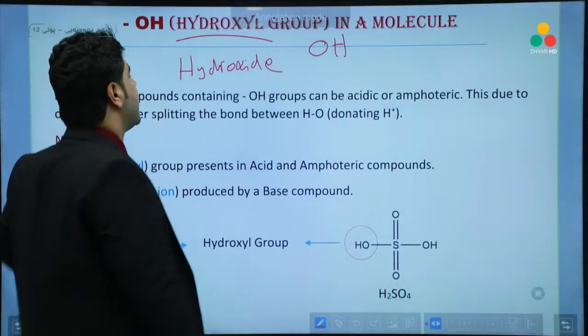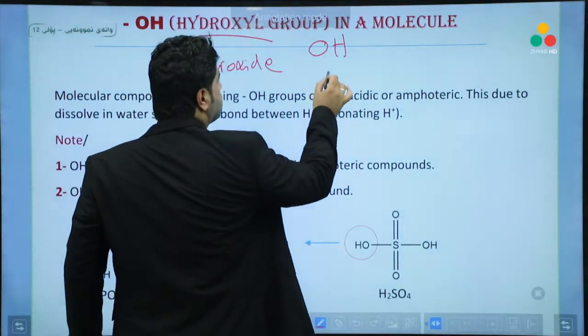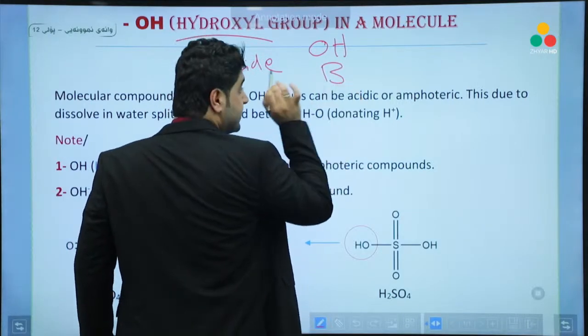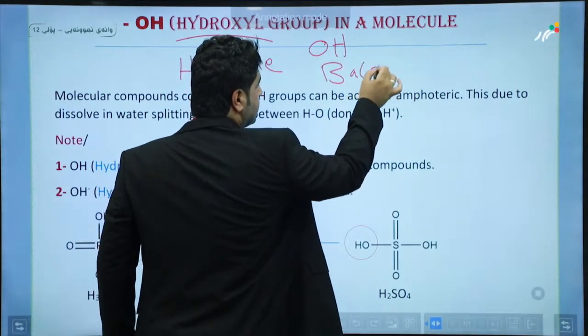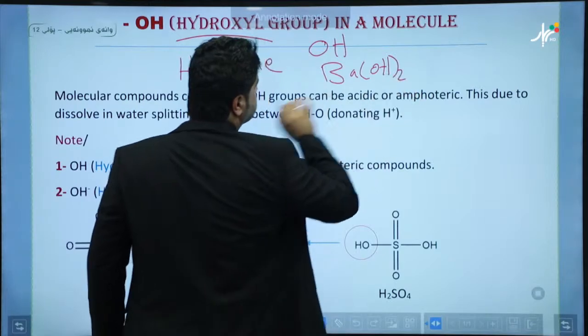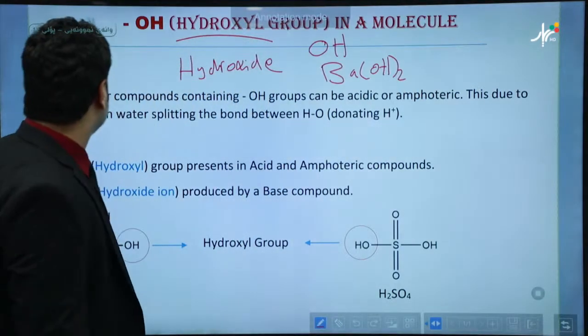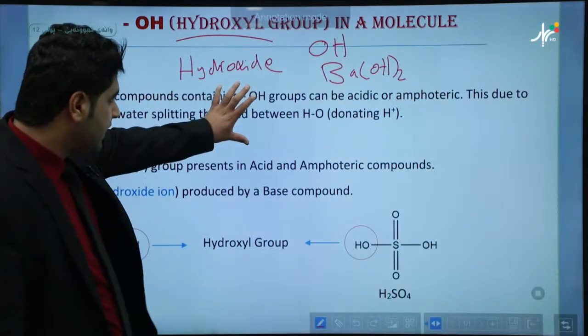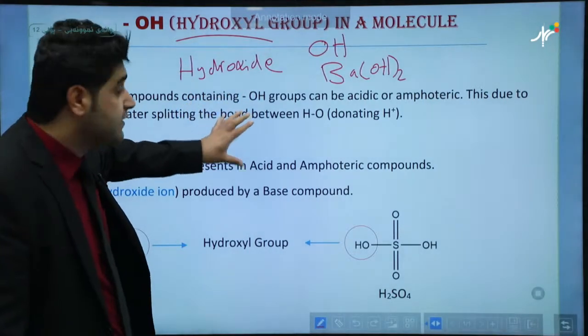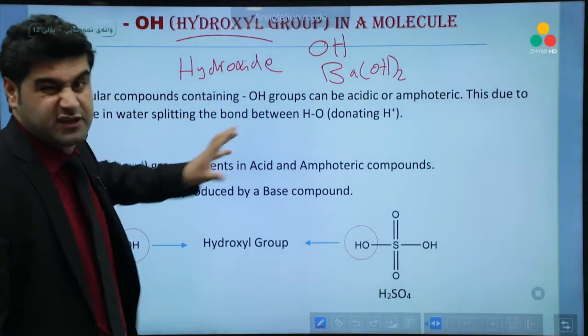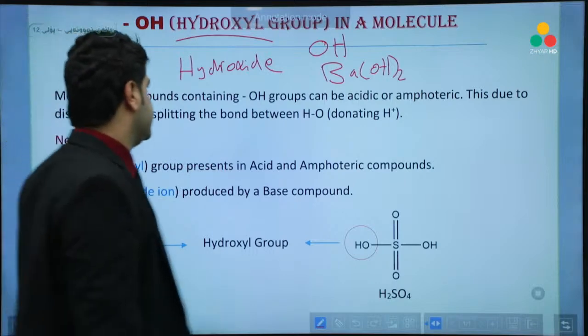But hydroxide, we have in ionic compound base, mainly base. For example, Ba(OH)2, it's barium hydroxide, or in amphoteric. In amphoteric it's different actually, but we have something special. We have some exception.